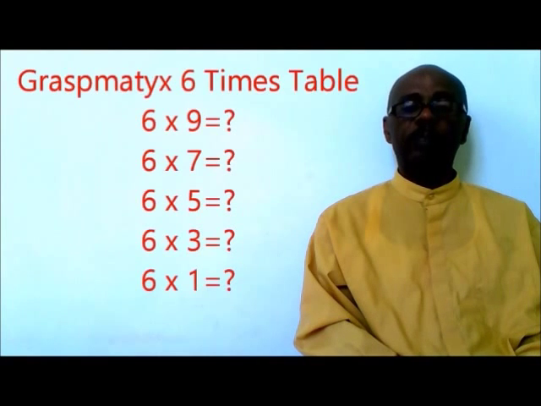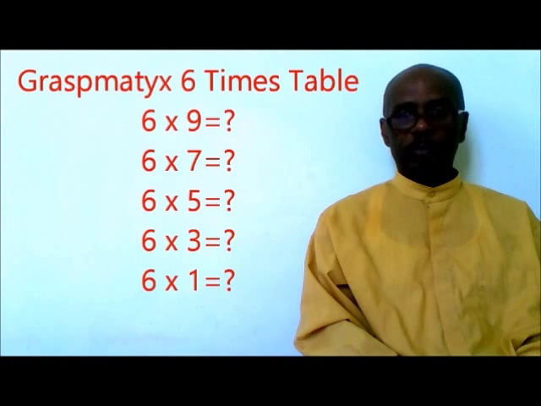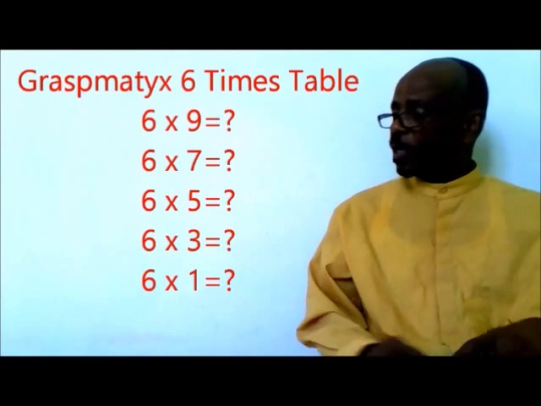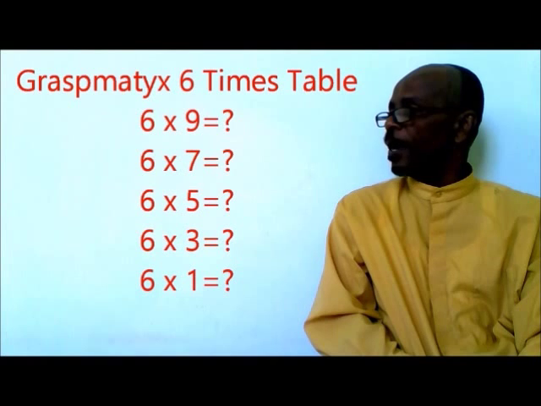However, since you've tried and had difficulties, you've written to me, you asked for it, here is the illustration of the 6 times table, multiplying it by odd numbers. First thing we have to identify is the character of the number 6. We look on the board here, we see 6 times 1, 3, 5, 7, 9.